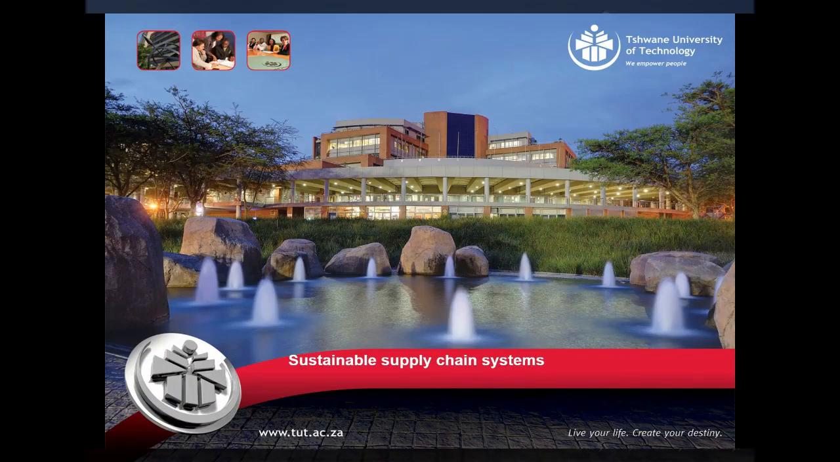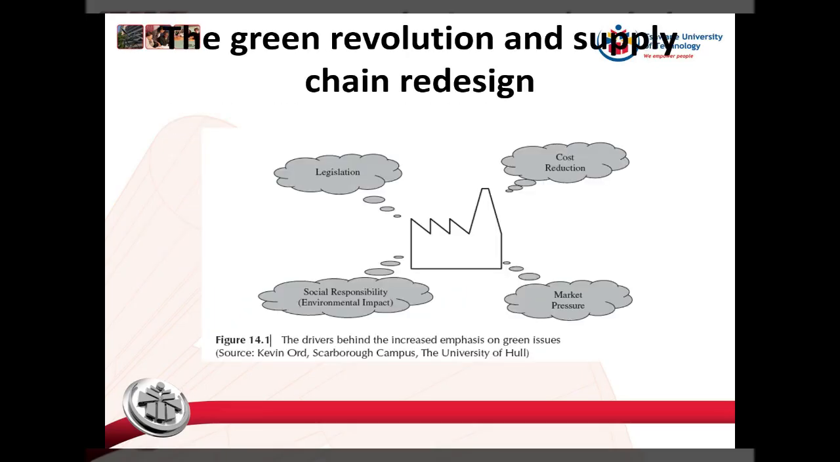We will be continuing our discussion on sustainable supply chains, and this week we're going to turn our attention to containerization as well as greenhouse gas emissions. As you would remember, previously we spoke about supply chain redesign in the face of a green revolution, and that green revolution is driven by four key areas, namely legislation, cost reduction, market pressure, as well as social responsibility to minimize environmental impact.